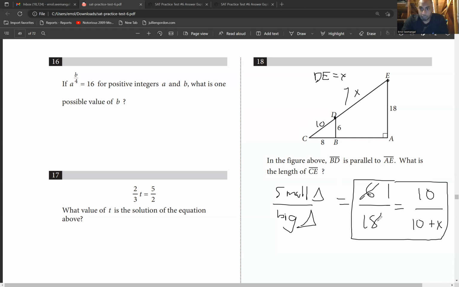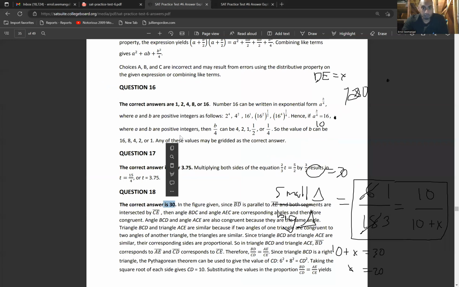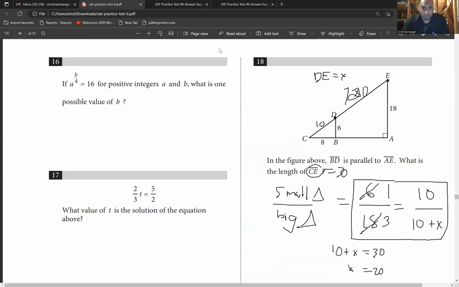Yeah, just as this is 1 over 3. Simplify that to 1 over 3. Okay. So 30 equals 10 plus x. 10 plus x equals 30. So what's x? x equals 20. So if this is 20, what's CE? 30. This equals 30. Let's check that. This is 18, 30. Yep, right there. All right, that's 18.